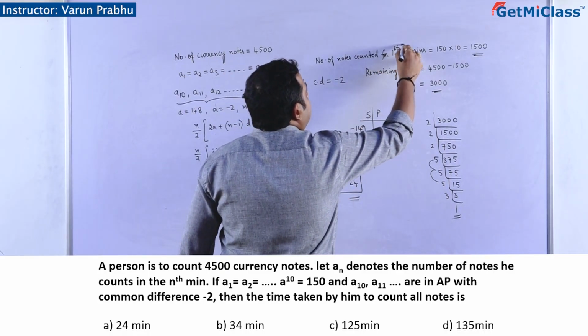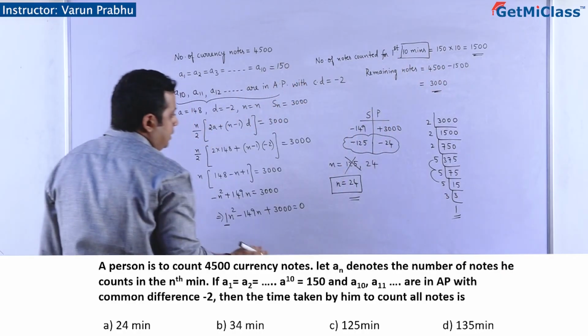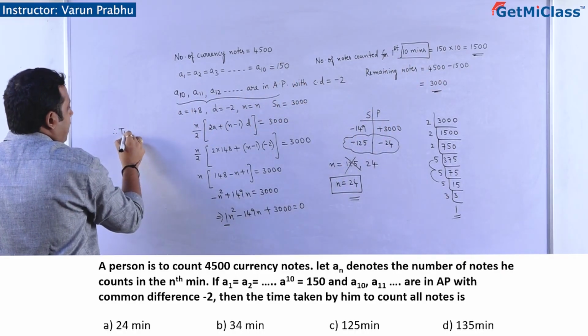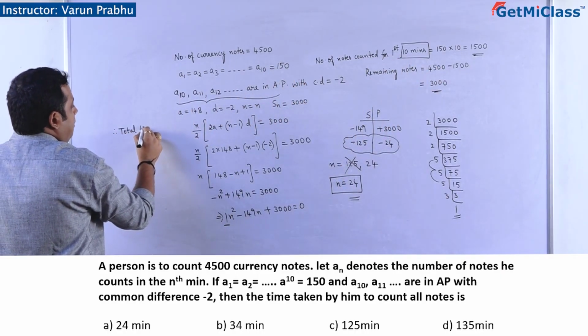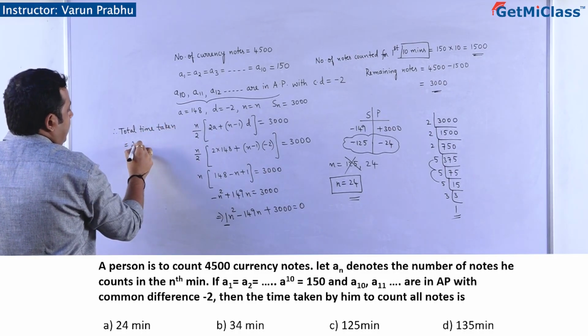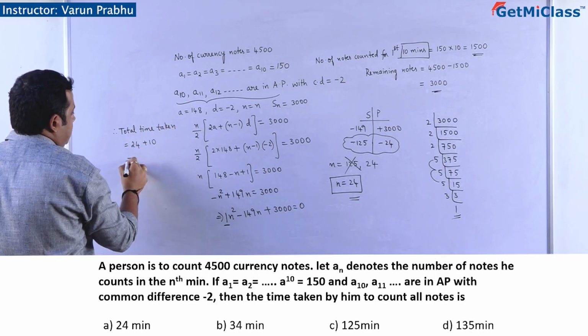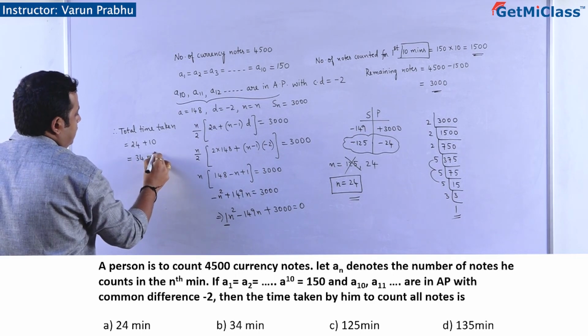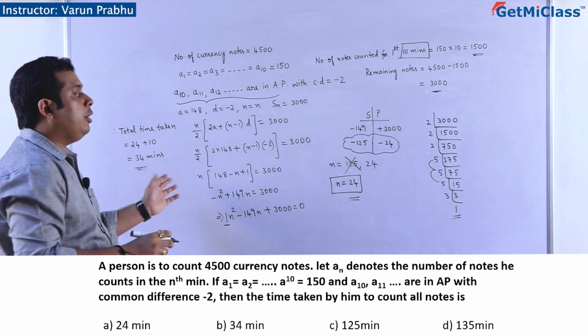Along with that, he has already counted for how many minutes? 10 minutes. Therefore, total time taken is equal to 24 plus 10, which is equal to 34 minutes. That is the answer to the question. This is an important question. Mark it.